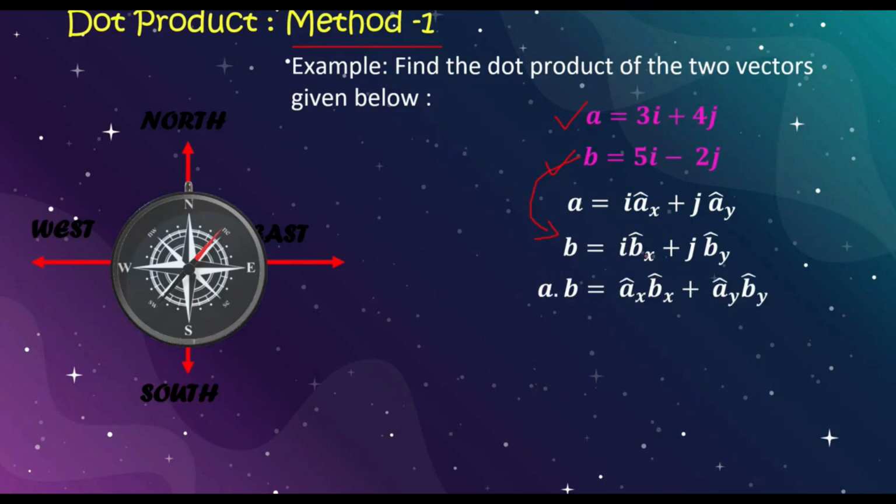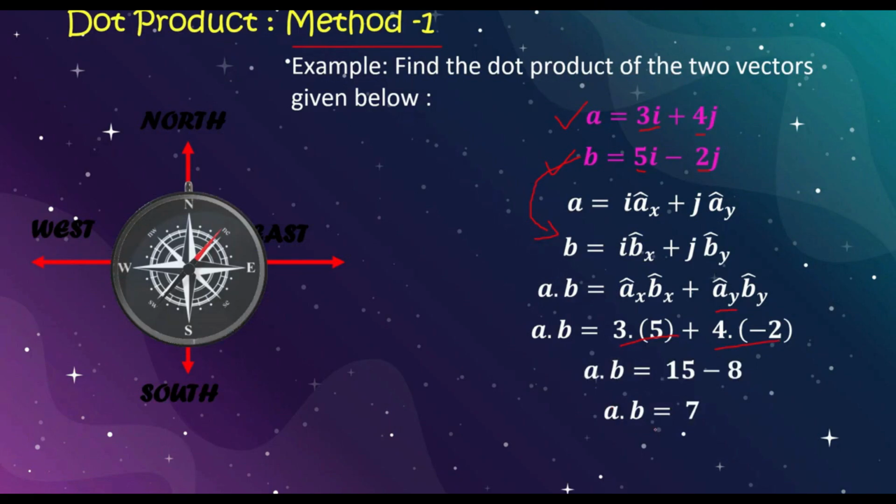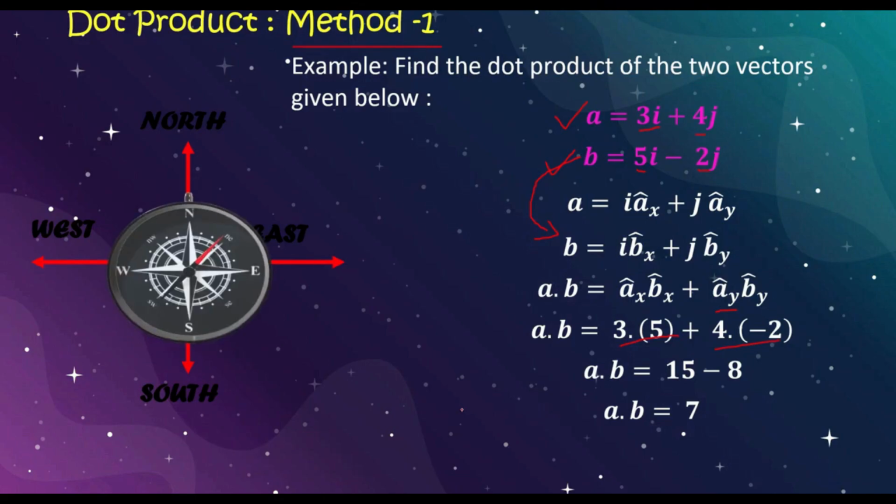So the dot product of these two will be taken with the direction components, where i square will become 1. So ax cap into bx cap plus ay cap into by cap. Ax is 3, bx is 5, so it will be the product of 3 and 5. Ay is 4 and by is 2. So if we solve it, we will get the dot product as 7. This is one method of finding the dot product.